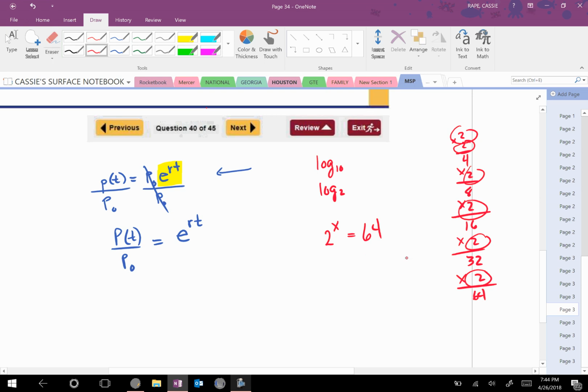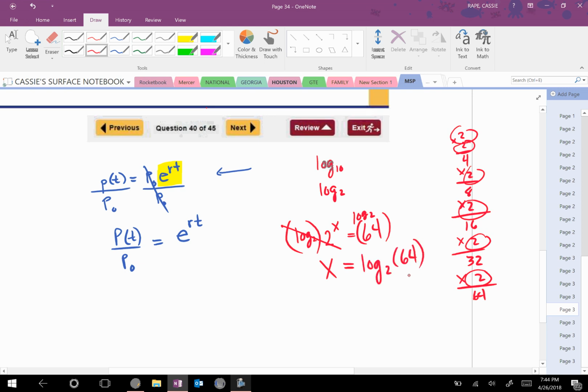The logs have different bases, and their bases have to match the base of the exponential expression. So I would log base 2 both sides. Some calculators will do log base 2, some won't, but I know the answer. So here's the big deal. Log base 2 of exponent base 2 cancels each other and allows x to drop down just like a regular expression. And then if your calculator will calculate log base 2 of 64, you could just enter that in and you would find out that the answer is 6.